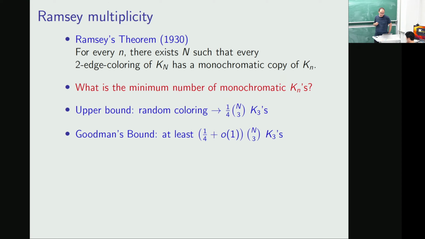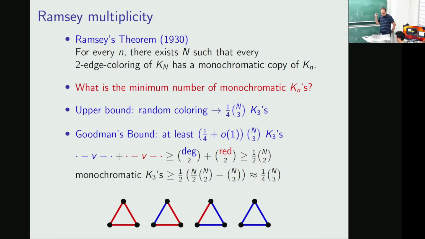And for the lower bound, there's a theorem of Goodman, which actually says that this is the best possible. So it says that whatever 2-coloring of a complete graph on capital N vertices I consider, the number of monochromatic triangles will be at least 1/4 plus some lower order terms. And I actually prepared a short proof of this theorem, which is not a difficult theorem. So let me try to do my best to present it. And this is the whole proof.